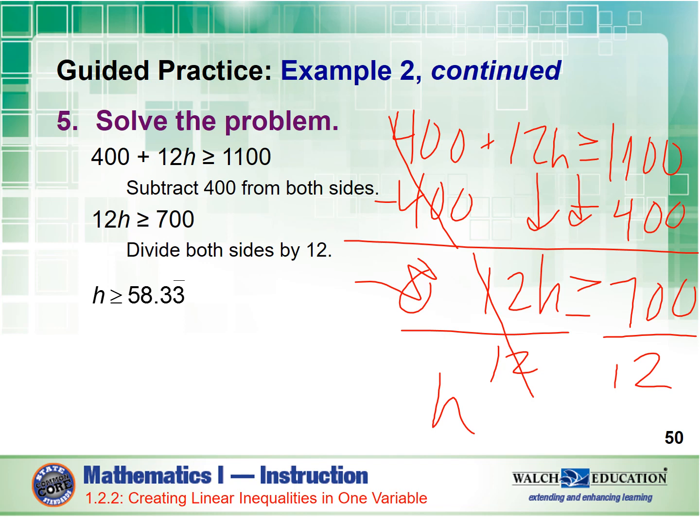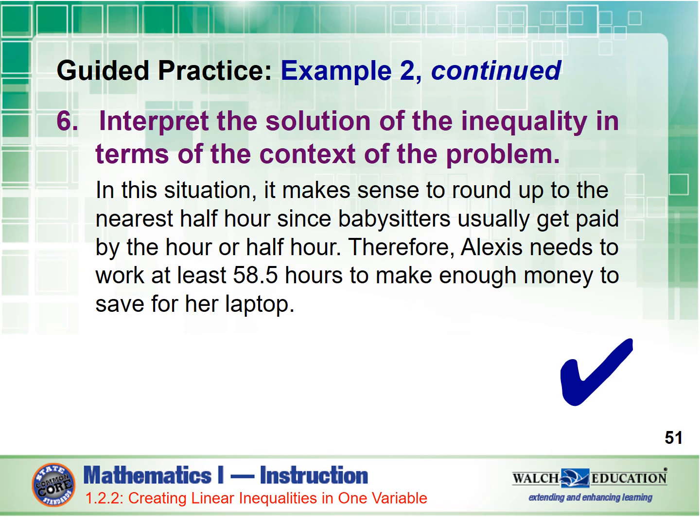H is going to be 58.33333, repeating. So in this situation, it makes sense to round up because babysitters usually get paid by the hour or half hour. Therefore, Alexis needs to work at least 58.5 hours to make enough money to save for her laptop.